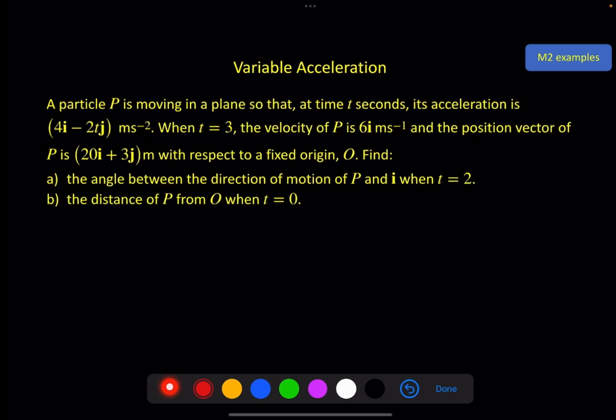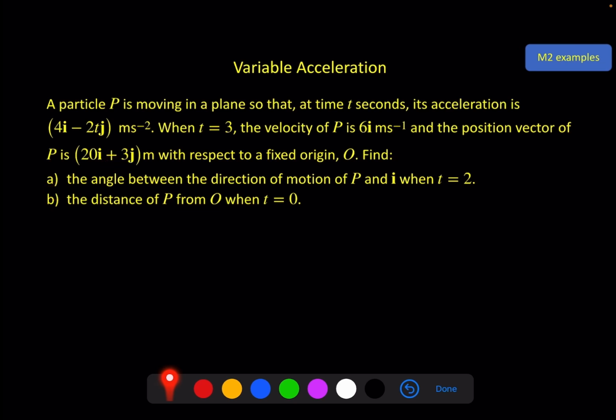Next example. A particle p is moving in a plane so that at time t seconds its acceleration is this. When t equals 3, the velocity of p is 6i. There's a boundary condition. And the position vector of p is this, with respect to a fixed origin O. So here we have a second boundary condition, and this means that this is true when t equals 3 as well. So t equals 3, and the velocity is this. T equals 3, and the position is this. Two boundary conditions in one sentence.